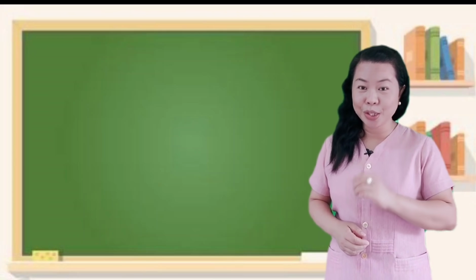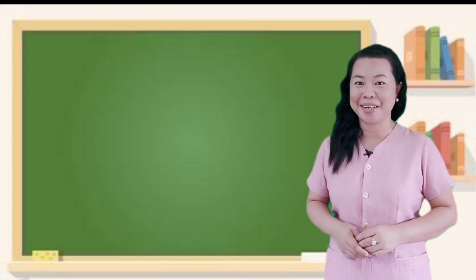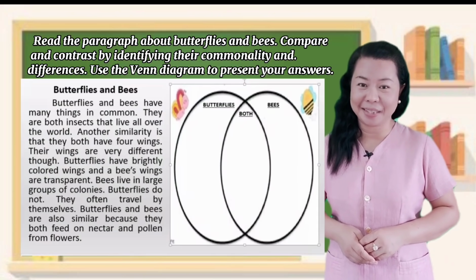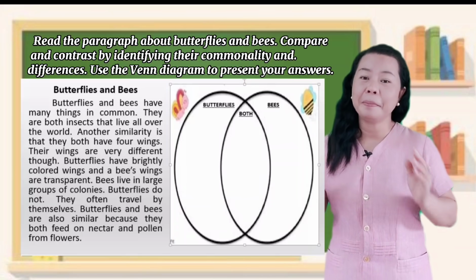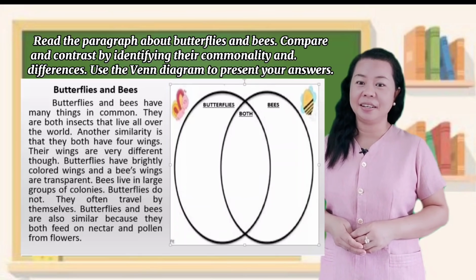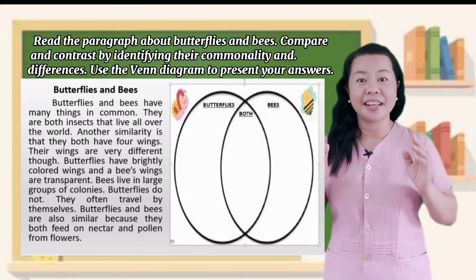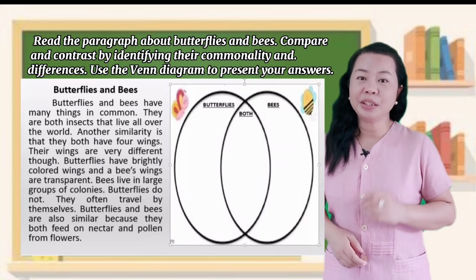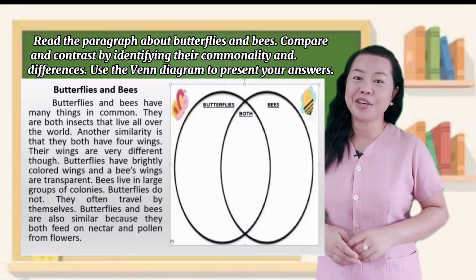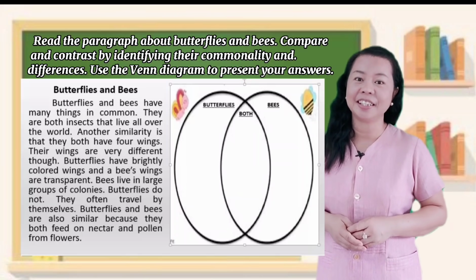Now, it's your turn to try using a Venn diagram. Read the paragraph about butterflies and bees. Compare and contrast by identifying their commonality or similarities and differences. Use the Venn diagram to present your answers. I'll give you 4 minutes to accomplish this activity.